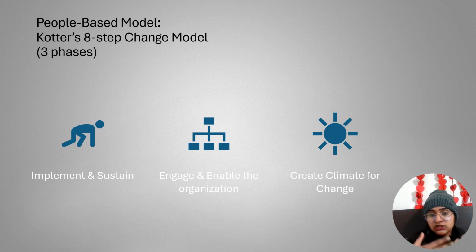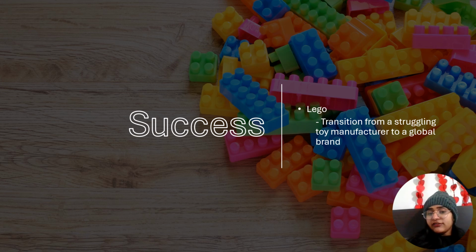So let's talk about some successes and failures related to Kotter's model, the people-based model. For the success, I have the example of Lego. Lego was only a struggling toy manufacturer, and it became a global brand. How? It accepted digitalization and used it in its marketing and supply chain management with the help of its employees. In this success of Lego, employees played an important part because it was a people-based strategy.